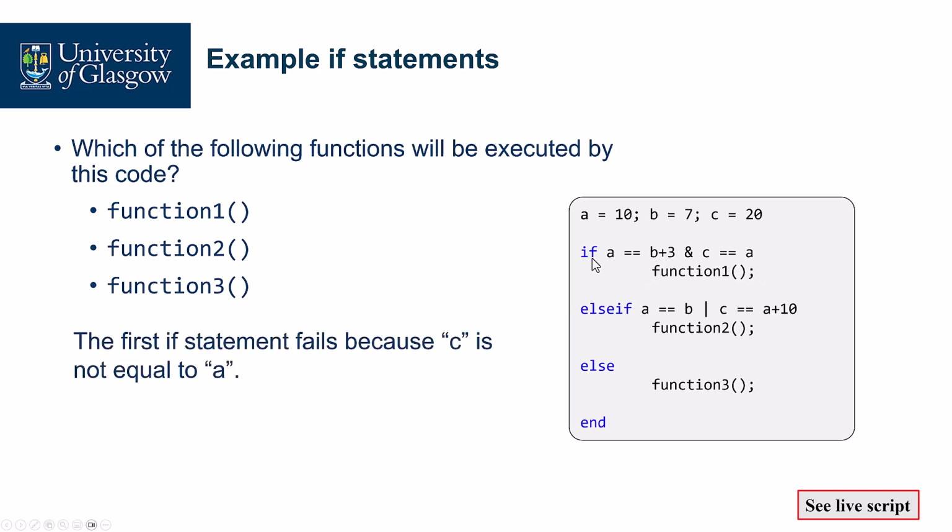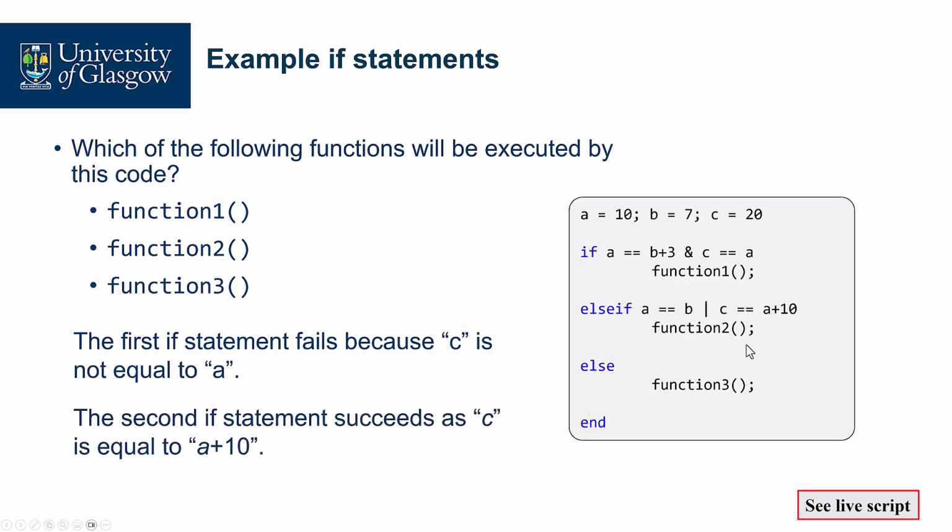Then, since this is false, we go to elseif. If A equals B or C is the same as A plus 10, A is not the same as B, so this is false, but this is true, right? 10 plus 10 is the same as C, so this is true, and we use the vertical bar, OR, which means as long as one of them is true, we will execute this. So function 2 executes. Then it will not go to else, so function 3 will not be executed. So function 2 will be executed, right?